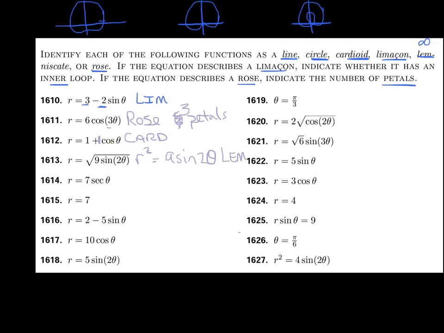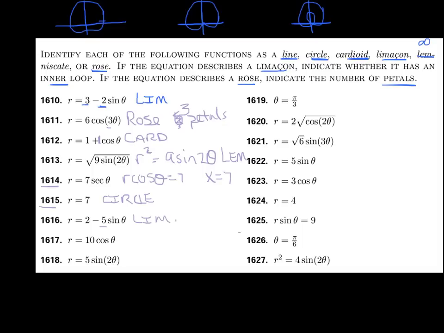Let's see. This next one, 16.14, that's actually a line. If you move the secant over, you get r cosine theta equals 7, which basically means x equals 7, so you've got a vertical line right there. 16.15, r equals 7 is just a very nice circle that's centered at the origin, with a radius of 7. 16.16, the 5's much bigger than the 2, thus creating a limacon with a gigantic inner loop.